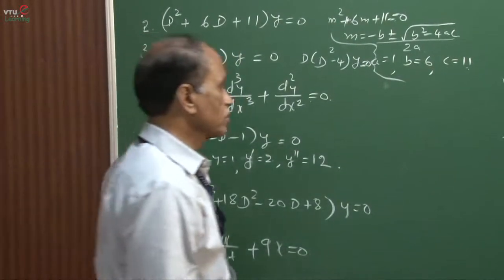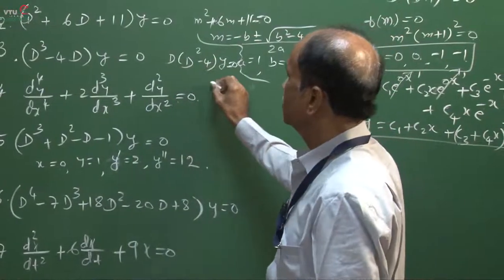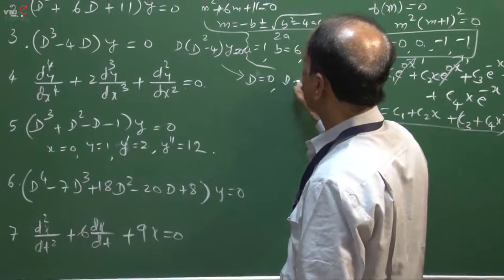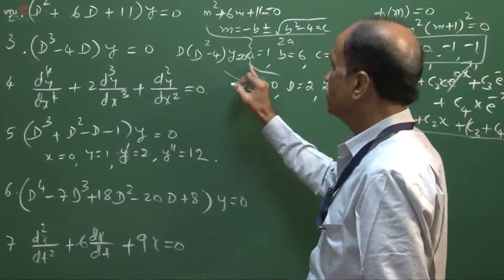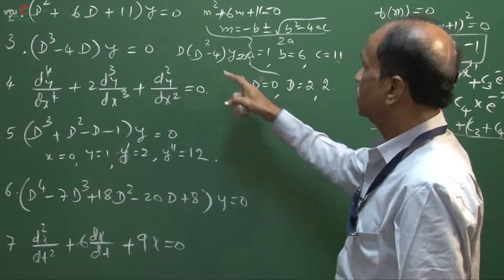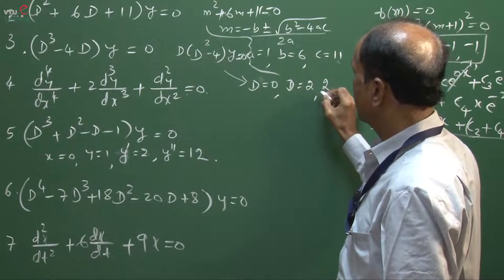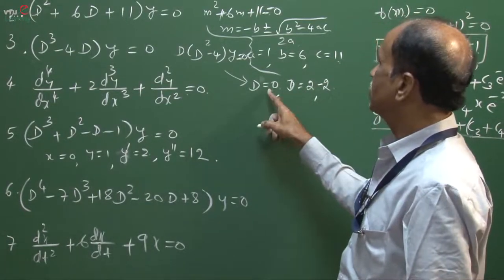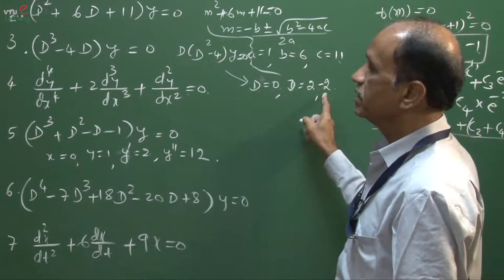Then what is the solution you are going to expect? This one, that is d into d square minus 4. So this gives d is equal to 0 and d is equal to 2, minus 2. Because you are taking d square is equal to 4, d is equal to plus or minus 2. D square is equal to 4 means d is equal to plus 2 and minus 2. That means all the three are different: d equal to 0, d equal to 2 and d equal to minus 2. They are real and different.